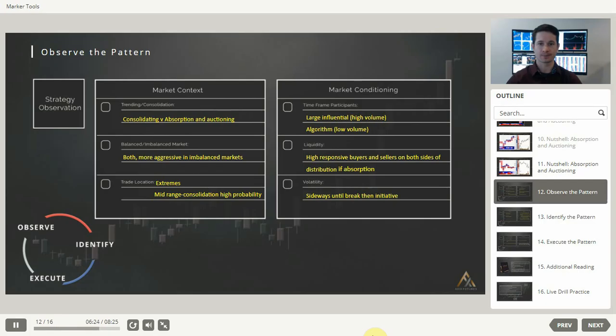The major difference: large influential participants can obviously influence price, create initiative, and hold directional moves, whereas speculative and algorithmic participants, by the rules that they trade by and the strategies they employ, ultimately tend to not hold on to positions as long, and they're far quicker to unwind those positions as well. So do just always make sure you're referencing which time frame participants are ultimately creating the market condition.